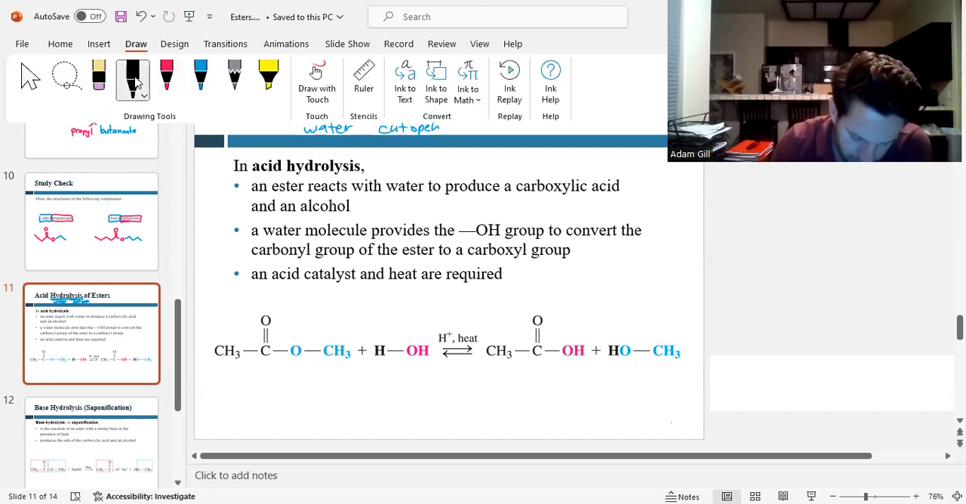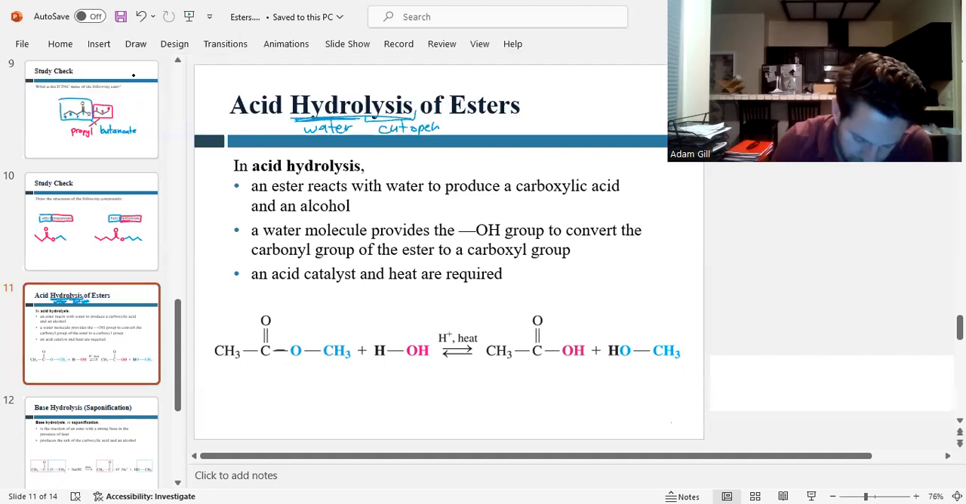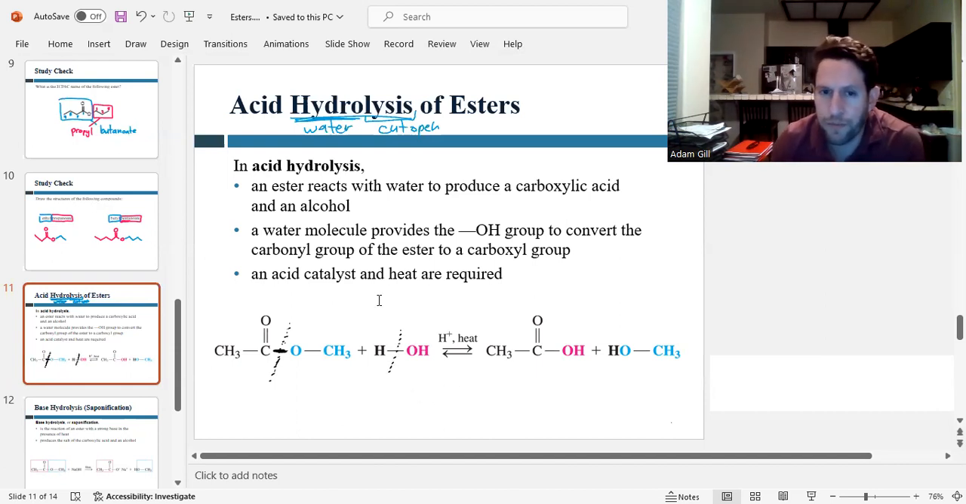Now, we are going to be breaking the ester bond right there. We're going to be slashing that in half right there. But in order to do so, we have to reinsert a water molecule. And so we're going to break a water molecule open. Water is H2O. So you can think of that as H and OH.